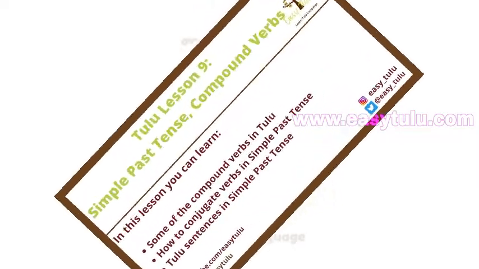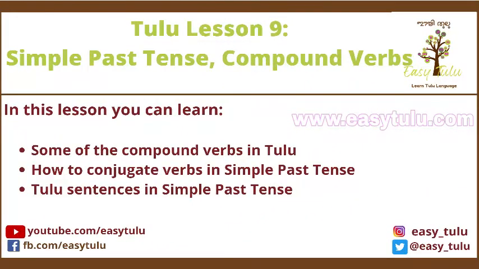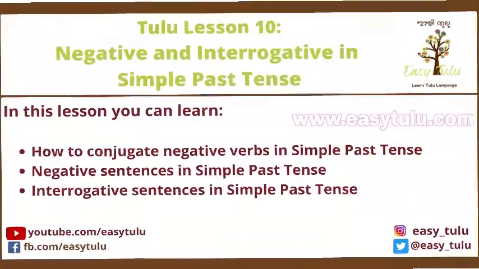In the last lesson, we have learned verb conjugations in simple past tense. Today, we will learn negative forms of verb conjugations in past tense.